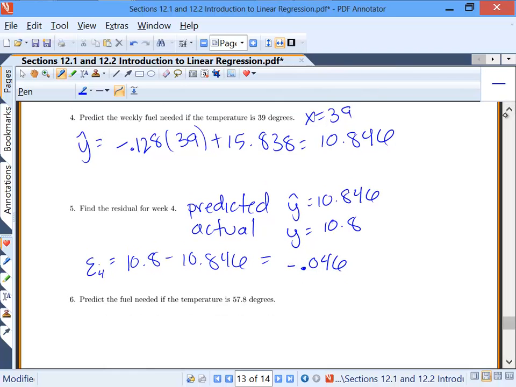Same thing, if I want to predict the fuel for the temperature of 57.8 degrees, then x equals 57.8. And all I have to do is plug it in.